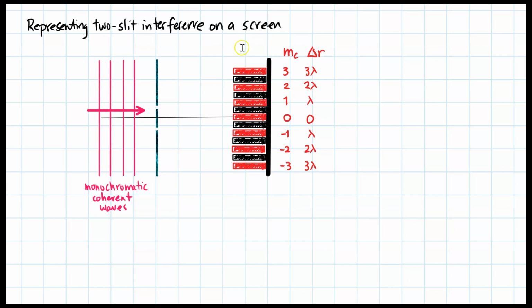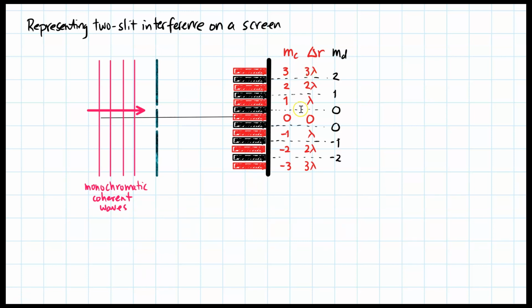Now, since this is upwards, downwards, instead of labeling it 1, I'm going to label it -1. So if I have MC -1, then it's on the bottom. And then I get MC -2, -3. The path difference for each of these bright fringes then is given by the central one being no path difference. The first fringes have a path difference of lambda. The second bright fringes have a path difference of 2 lambda. The third bright fringe has a path difference of 3 lambda.